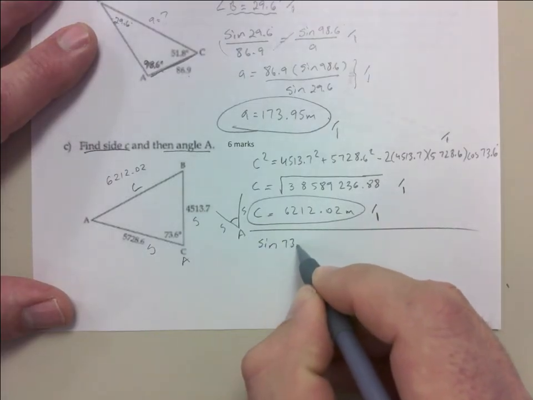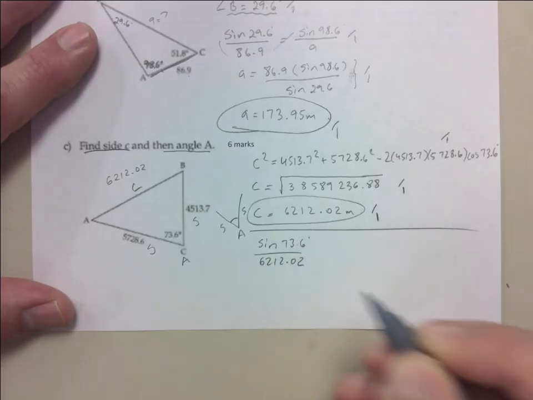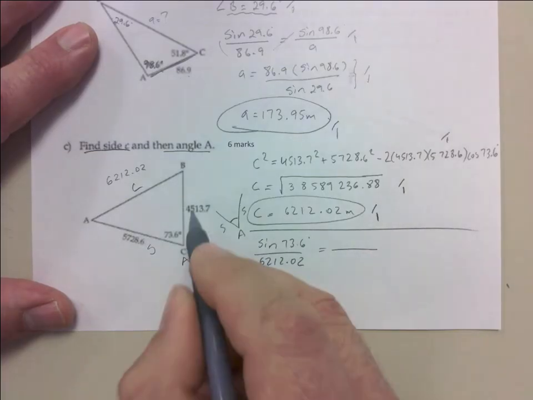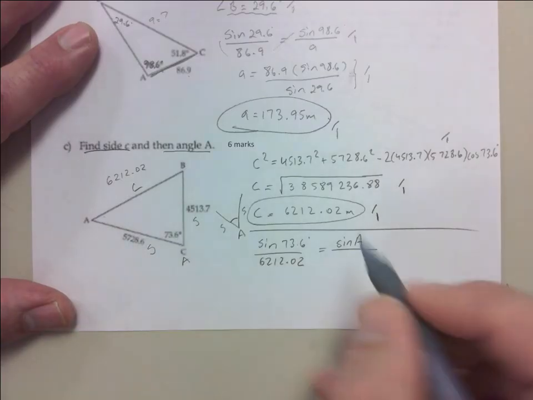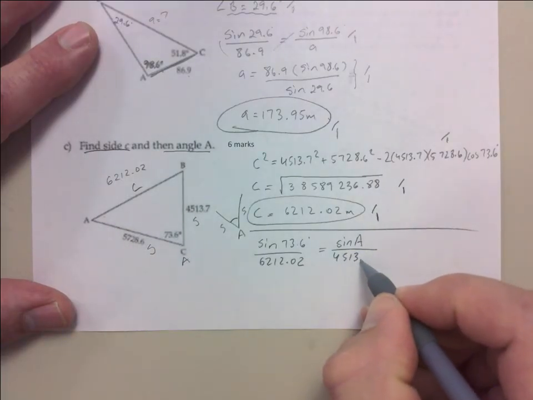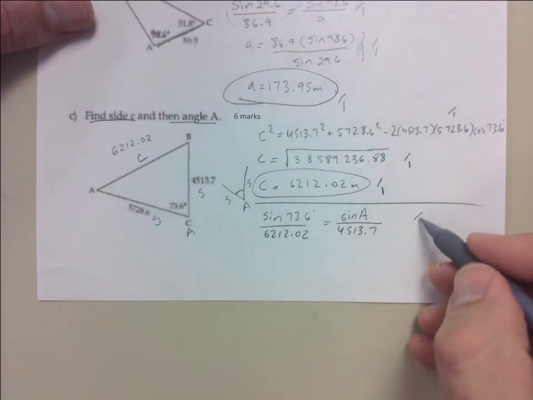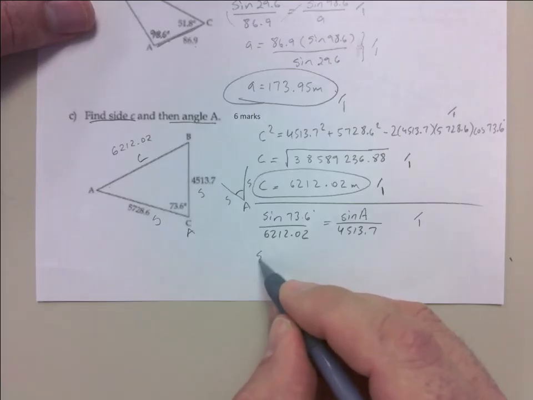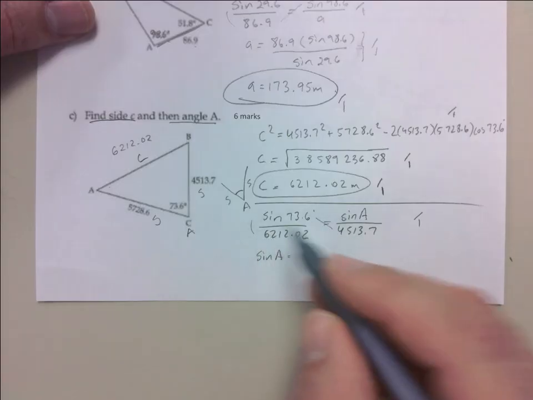Sine of 73.6 over 6212.02. And then I'm going to go sine of A. I don't know what A is, but I know that the side is across from it. Okay. You get a mark for that setup. Sine of A is, right, you cross multiply and you divide.